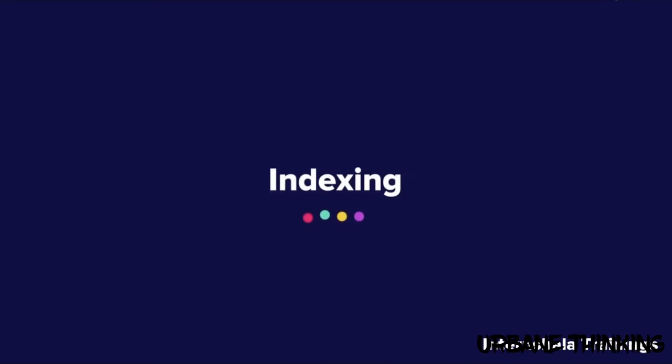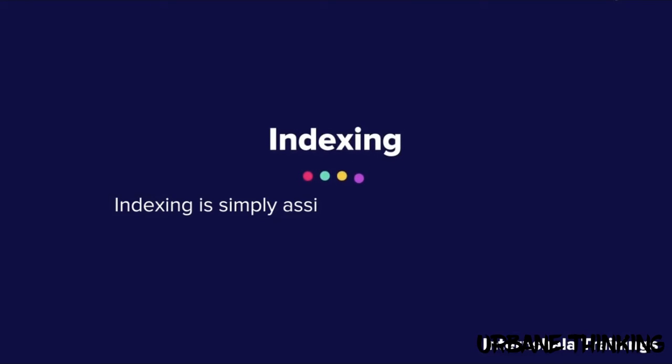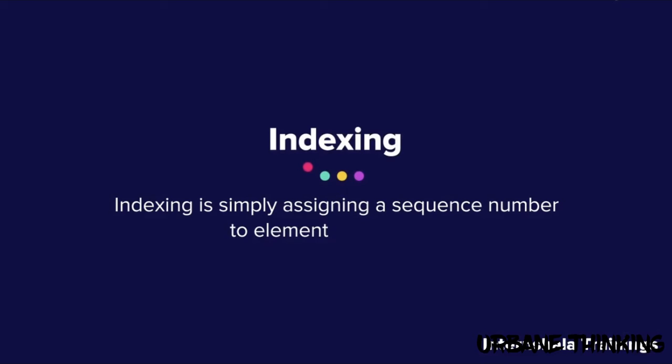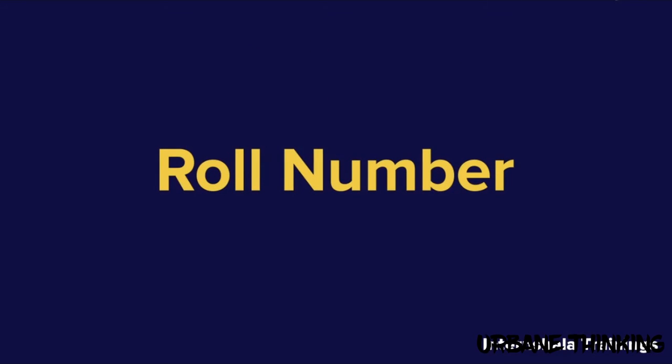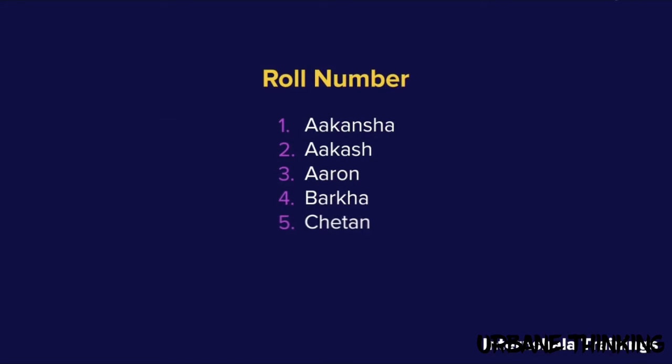It's called indexing. Indexing is simply assigning a sequence number to elements in an array. Think of it this way. In school, a certain roll number was assigned to you based on which letter your name started with. You might remember how Akash or Akansha or people whose name started with A would had the first roll number in class. This was because all the students in the class were indexed according to the alphabetical order.